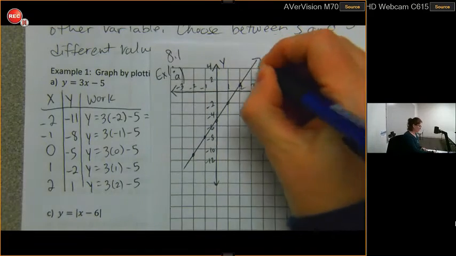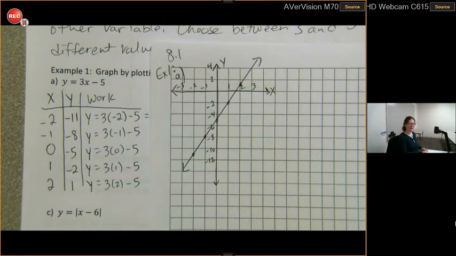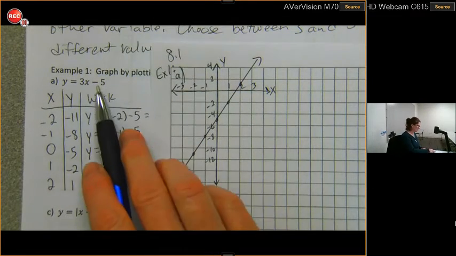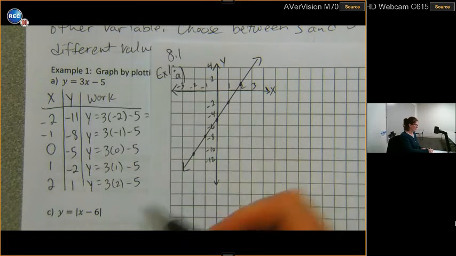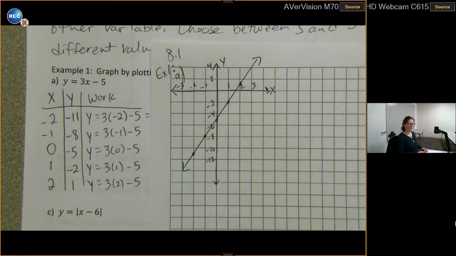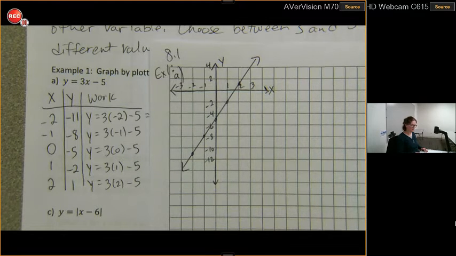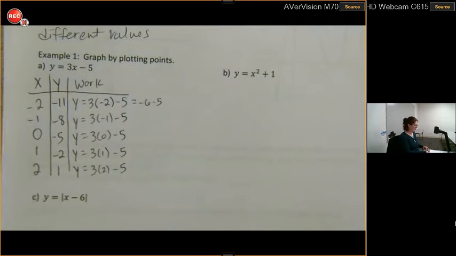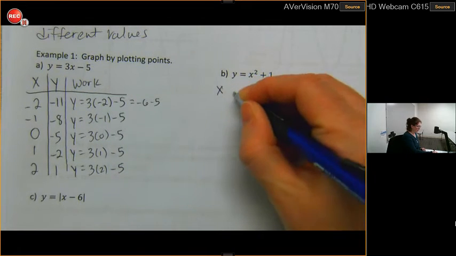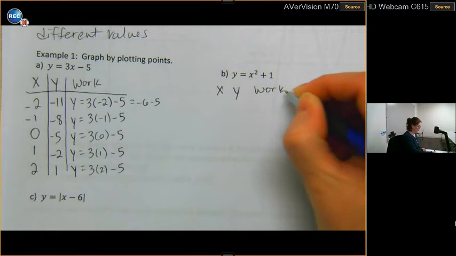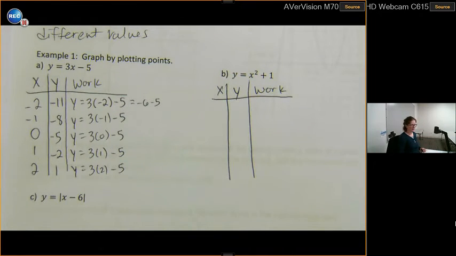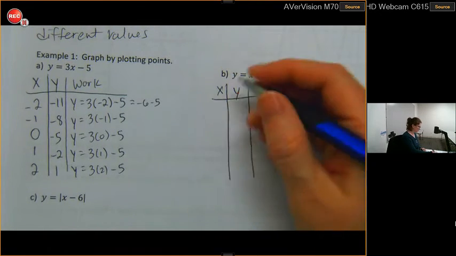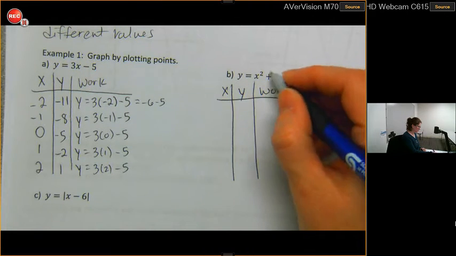Now we have seen how to graph a function like this in an earlier chapter. We would know that the y-intercept would be -5 and the slope would be up 3/1. But as we're going to see shortly, we're not going to end up with all lines in this section. We're going to end up with some different shapes. So letter B. Making my table, and I'm just going to pick the same numbers.